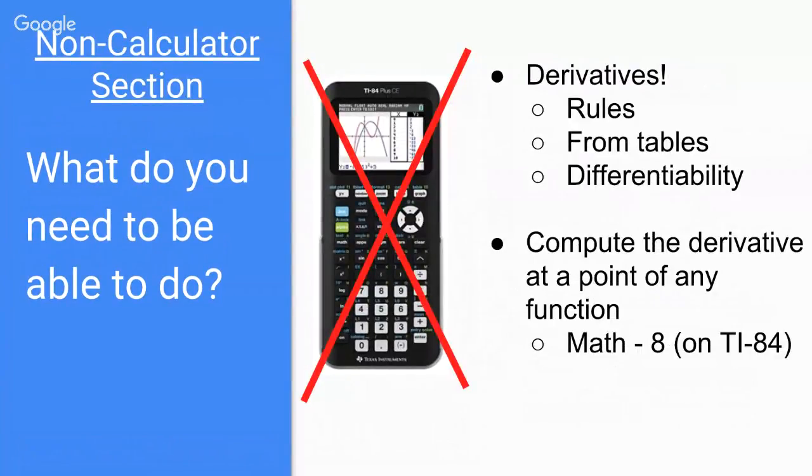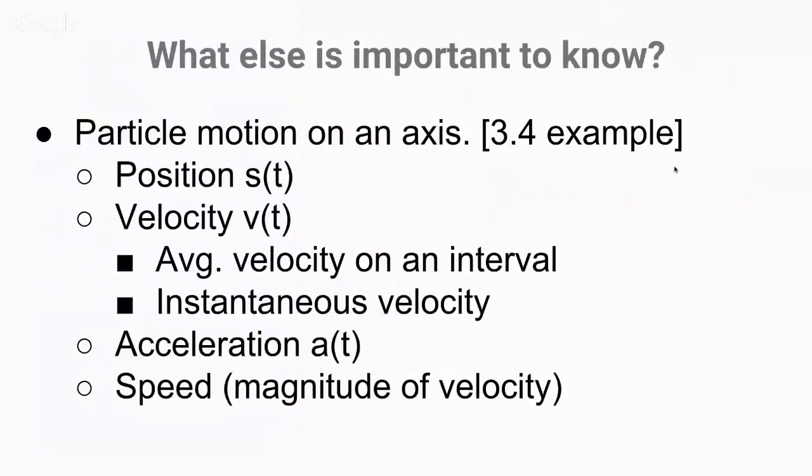Non-calculator section, I would say, the main things, what do you need to be able to do? Obviously, take a bunch of derivatives. You've got to be able to compute derivatives with rules, do them from tables, and you've got to know when something is differentiable or not. All those cases. I'm sorry, this second bullet point shouldn't be here. That was for the calculator section. You don't need to use the TI-84 on the non-calculator section.